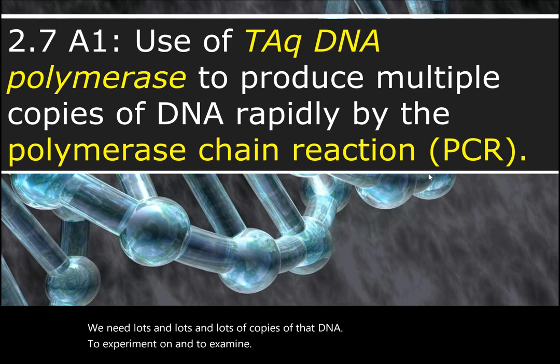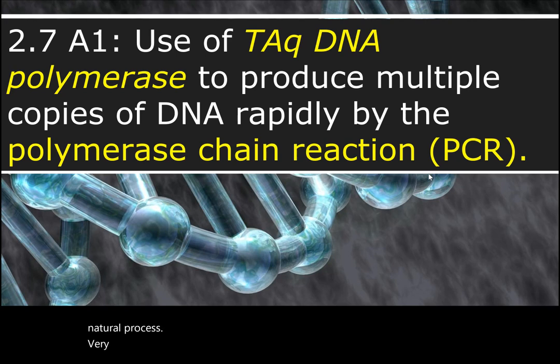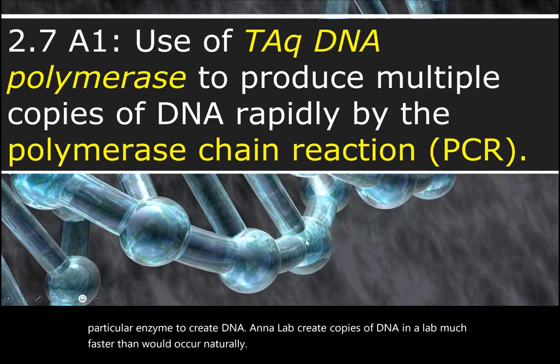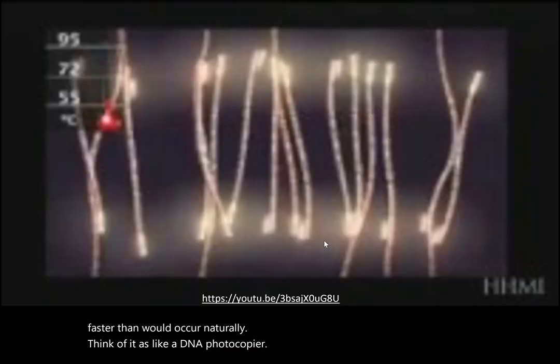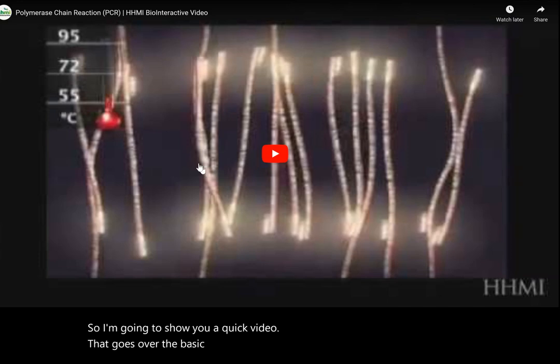PCR, polymerase chain reaction, is a way that we can generate copies of that natural process very, very quickly. So we used our knowledge of DNA synthesis to devise a method using a particular enzyme to create copies of DNA in a lab, much faster than would occur naturally. Think of it as like a DNA photocopier. So I'm going to show you a quick video that goes over the basic principle, and then we'll talk about it in detail.